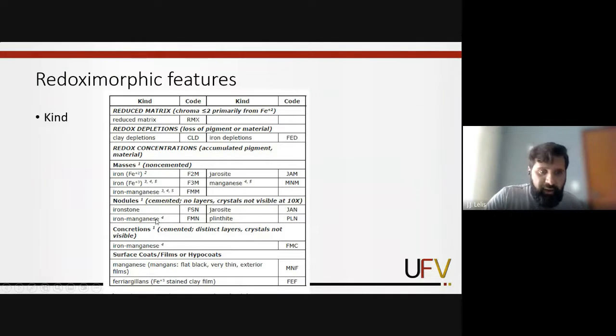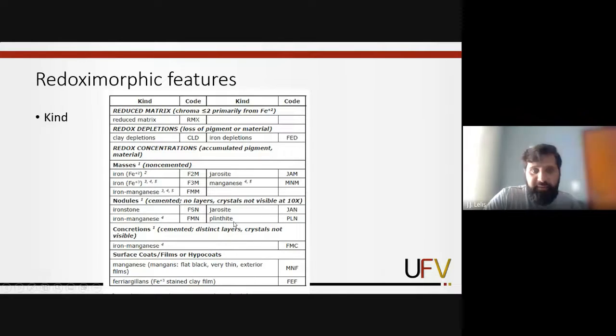Iron manganese, I expect that it has red and dark colors. So we have just red. It's not red and dark. So it's not an iron manganese nodule. A jarosite. Jarosite is yellow. So I cut it off.